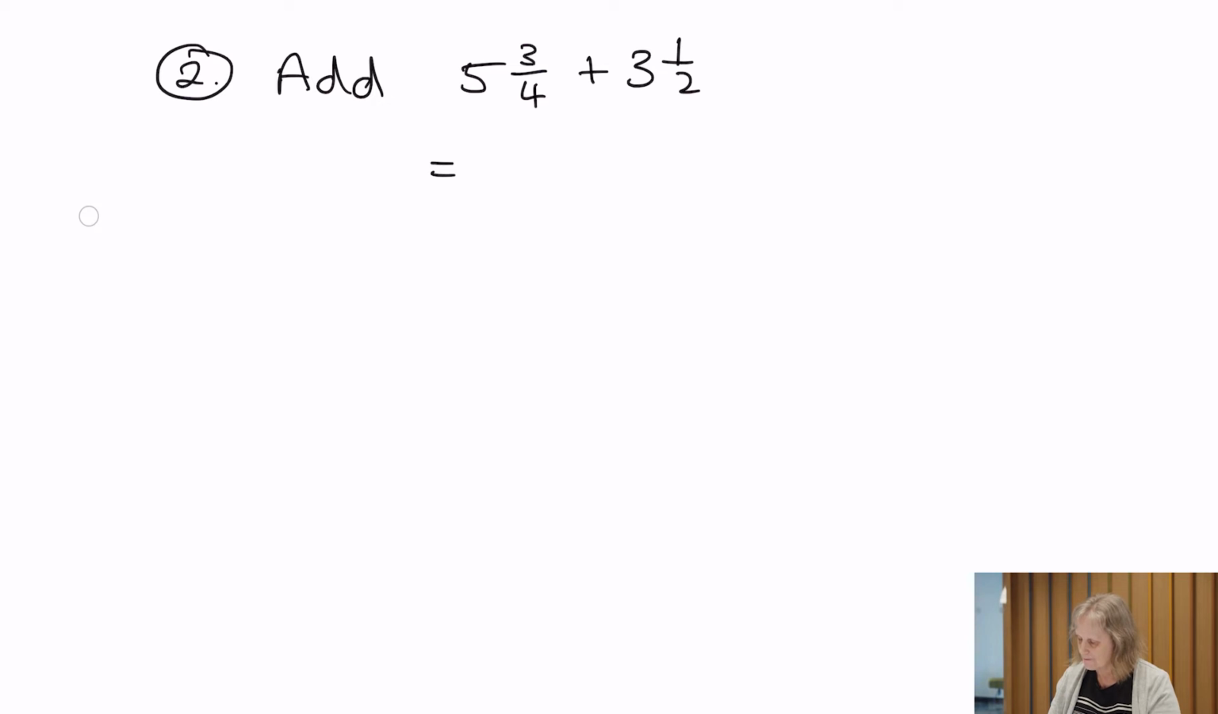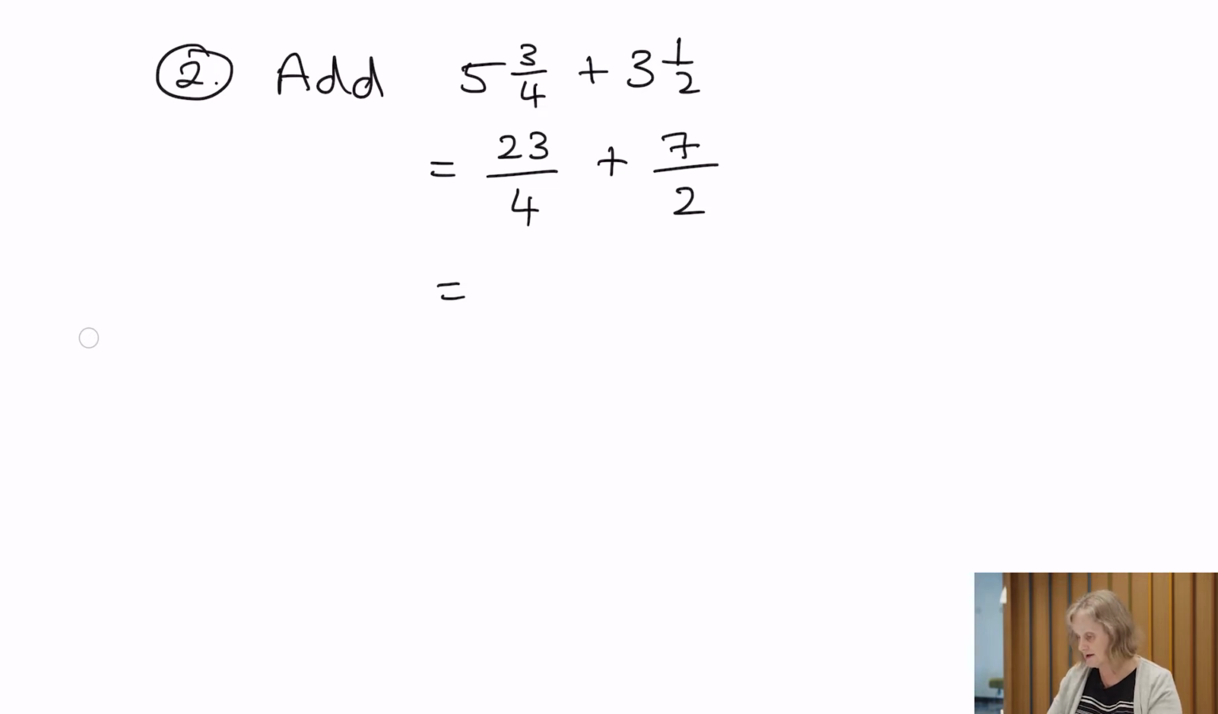So to change the 5 3/4 into an improper fraction, we use the whole number 5 times the denominator, 5 times 4 is 20. 20 plus 3 gives us 23 for the numerator, and the denominator stays the same. Likewise for 3 1/2, 3 times 2 gives us 6, plus 1 gives us a new numerator of 7, and the denominator stays the same. Same as we did previously.